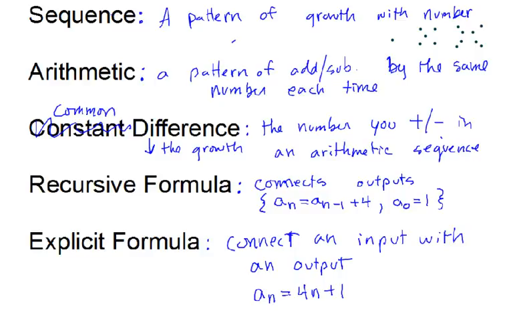So a sequence is a pattern of growth with numbers. An arithmetic sequence is when that pattern is adding or subtracting by the same number each time. The common or constant difference is the number you're adding or subtracting in an arithmetic sequence, or in other words, the growth. Okay, now we've got two kinds of formulas, or we could even write equations here.